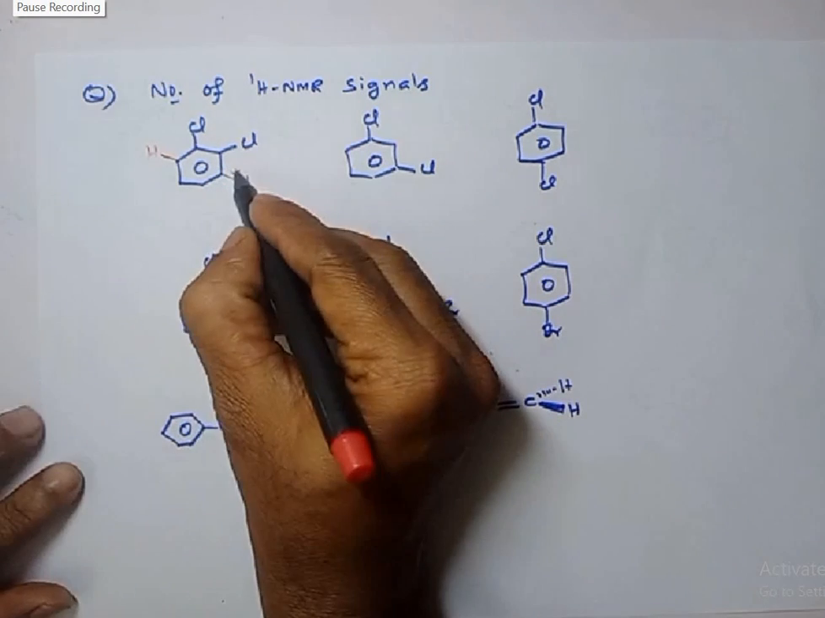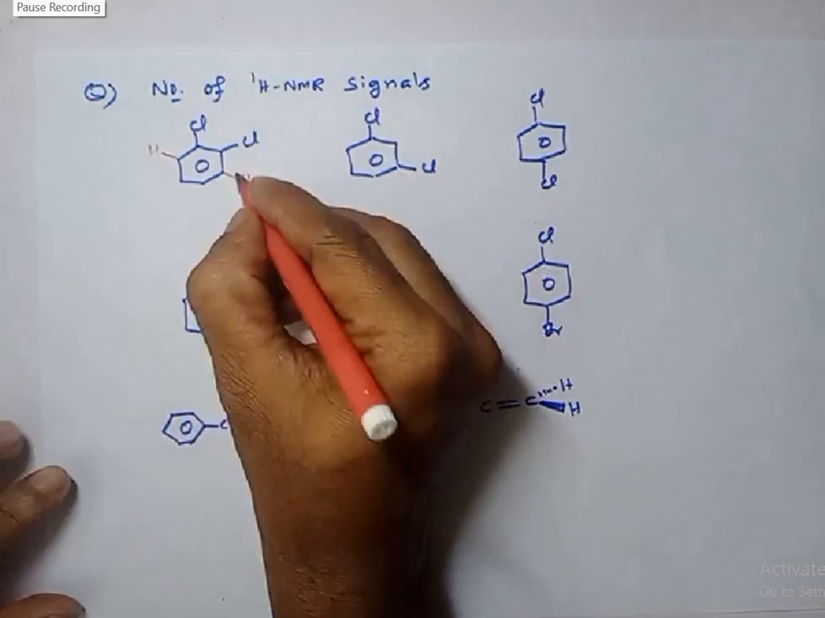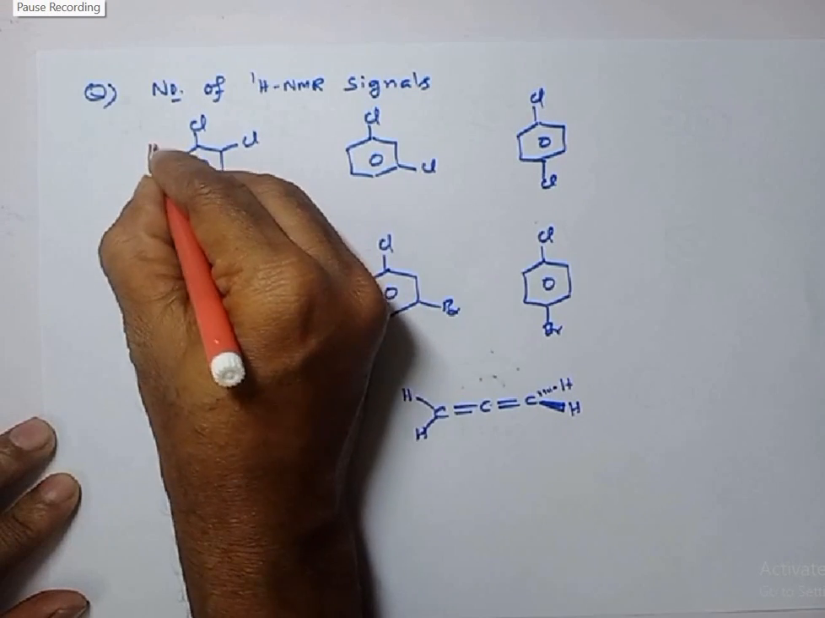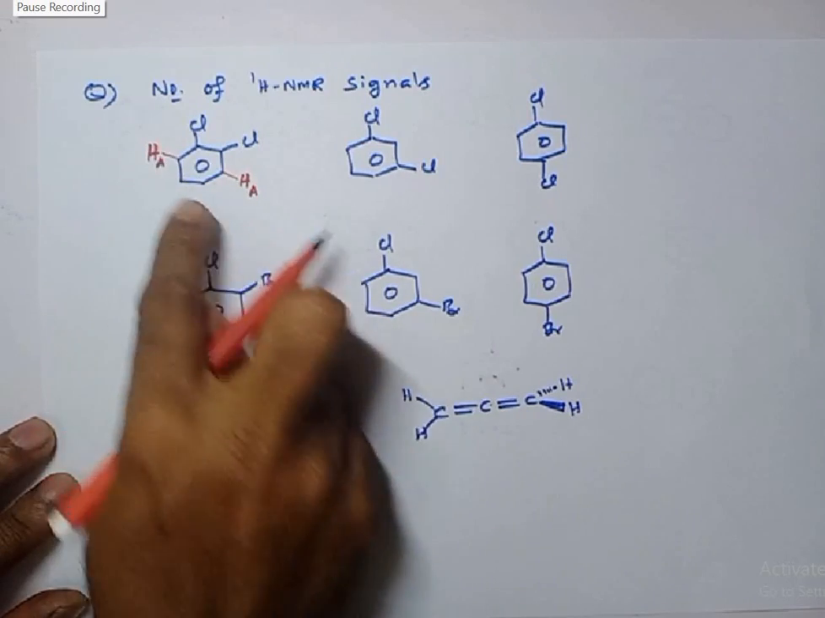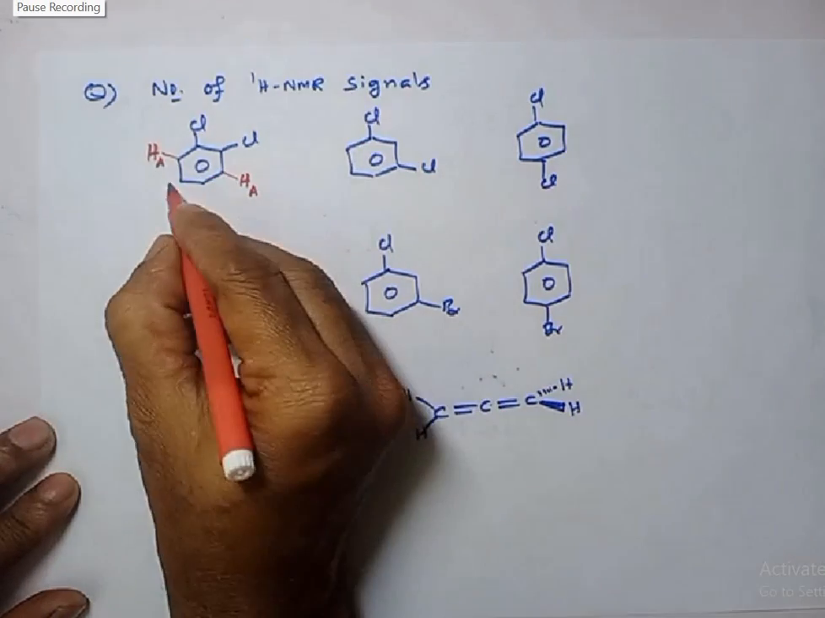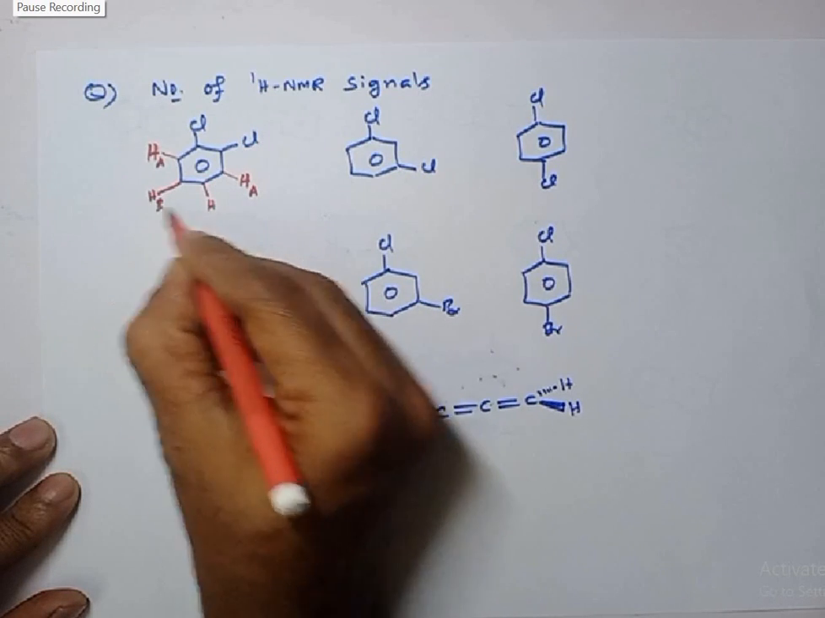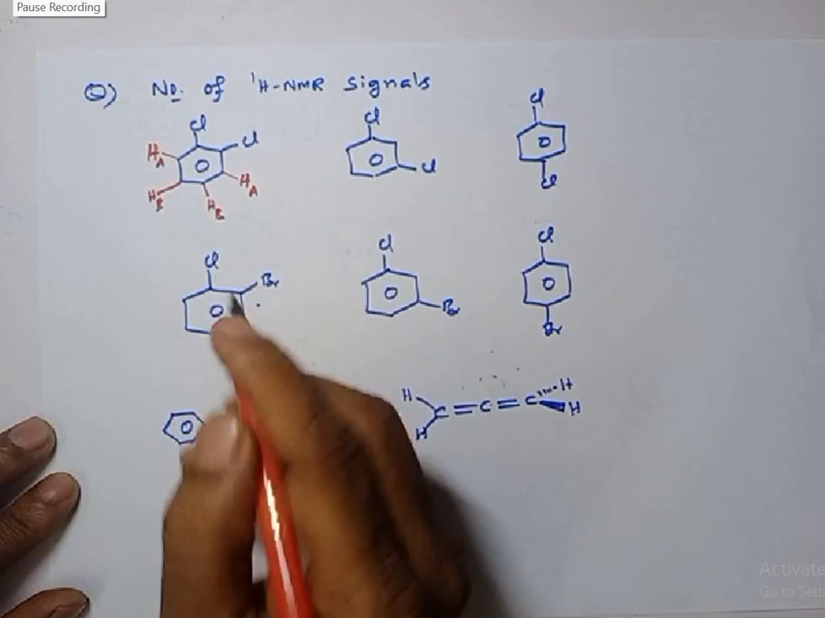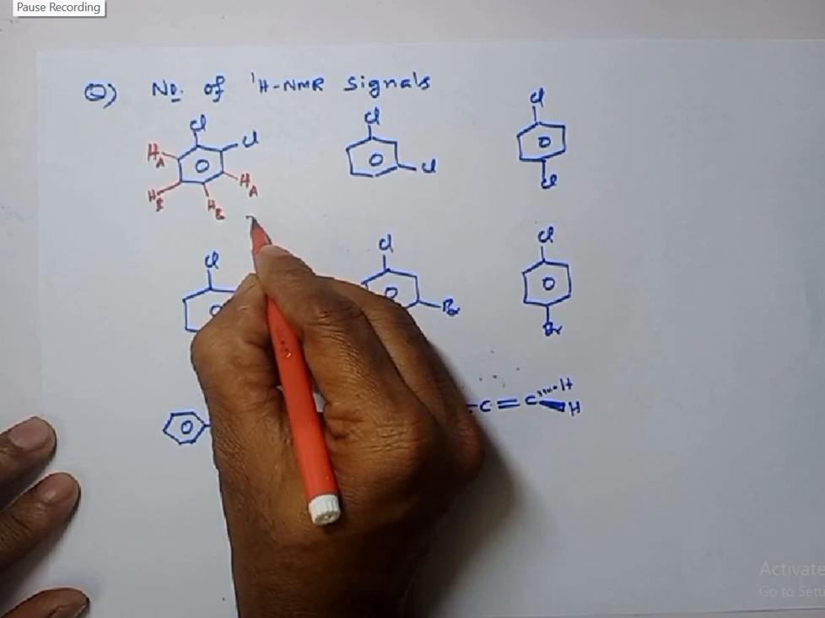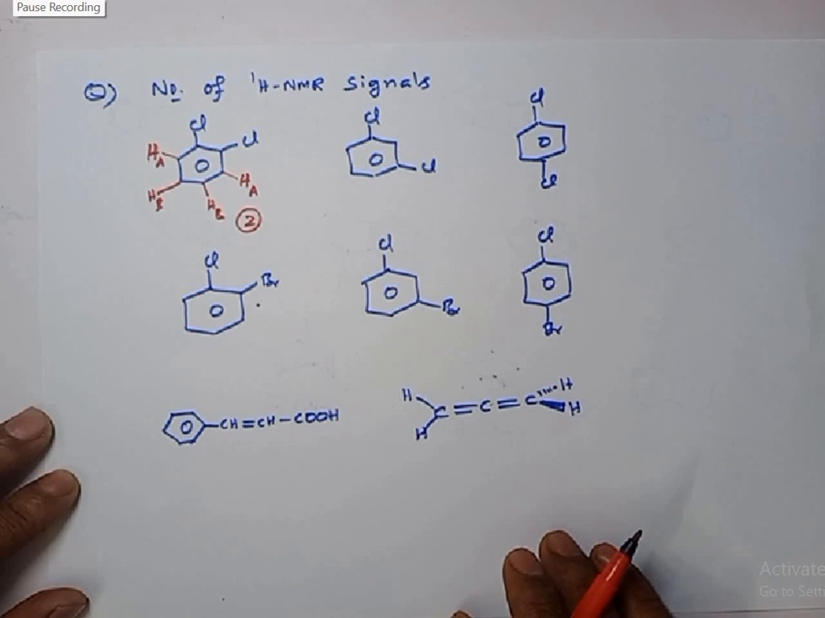So this proton and this proton are equivalent. This is proton A, this is also proton A. So these two protons will give one signal, and this proton and this proton are equivalent. They will give one signal. So orthodichlorobenzene will give two signals in the proton NMR spectrum, right?